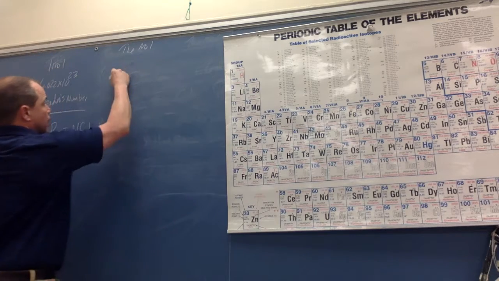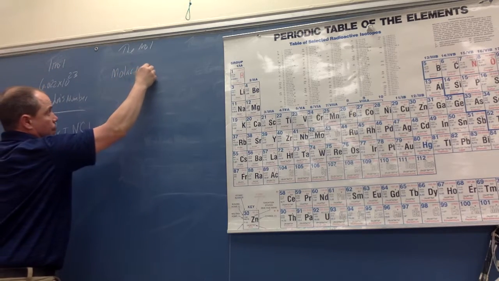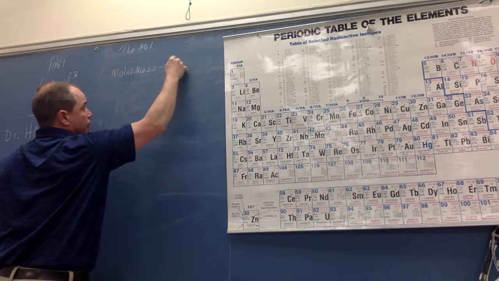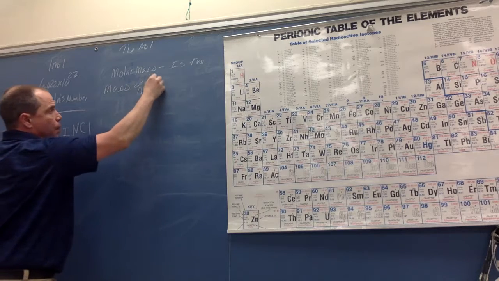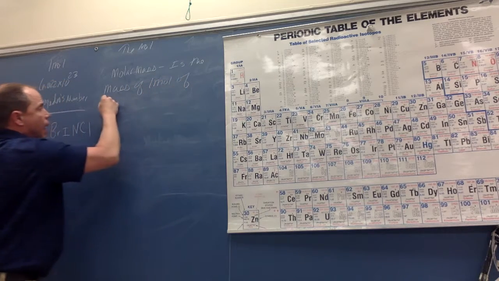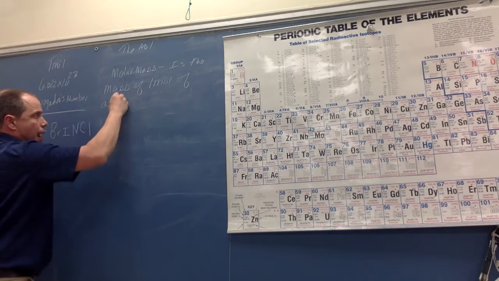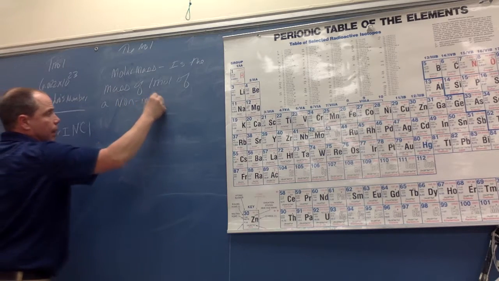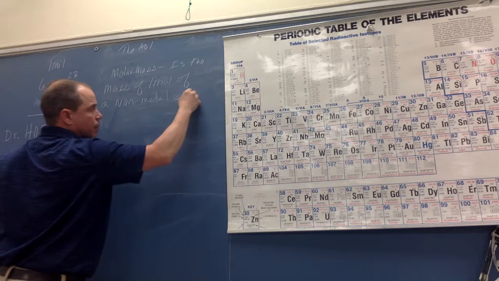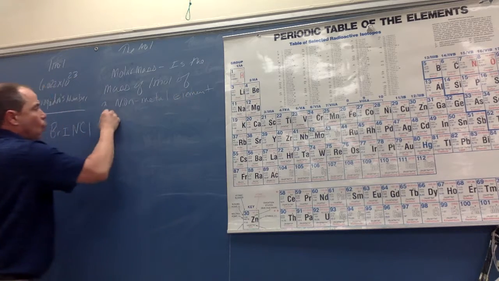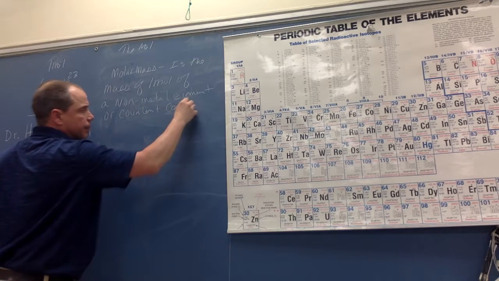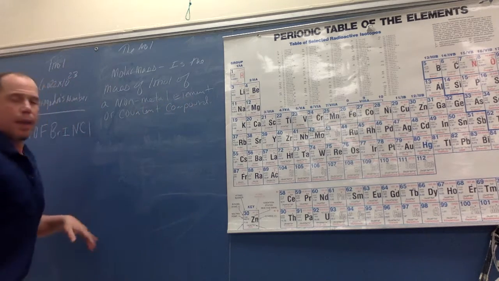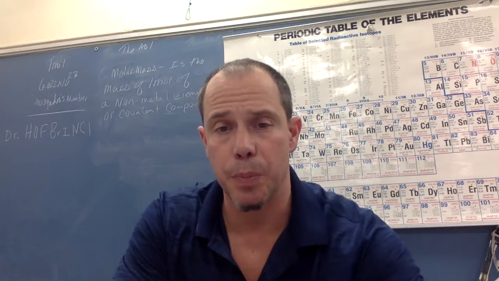So I'm going to take this abbreviation for the mole, and now we're going to talk about molar mass. So molar mass is the mass of 1 mole of a nonmetal element or covalent compound. That's molar mass. Formula mass is very similar.